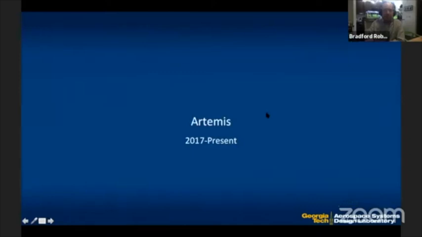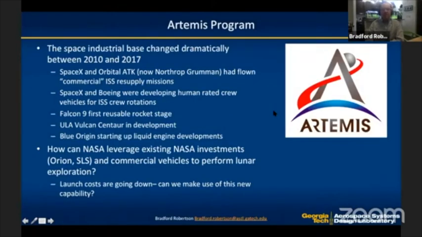So I have about 4 more charts. I just wanted to talk about what we are doing today. And so, as Robert Zumert said, the space industrial base has changed dramatically in the past few years. SpaceX and Orbital ATK, now Northrop Grumman, have flown commercial resupply missions. SpaceX and Boeing were developing human-rated crew vehicles. SpaceX has since flown them and is now doing commercial crew rotations.